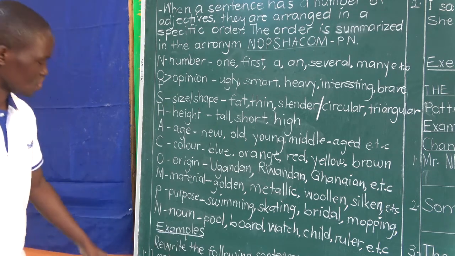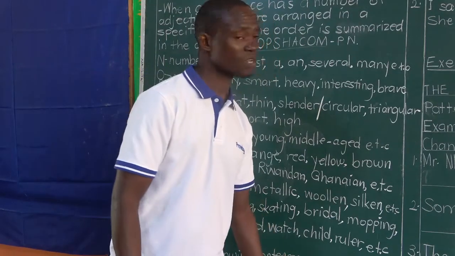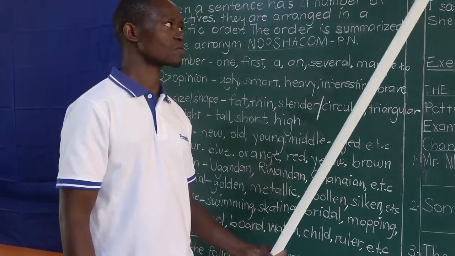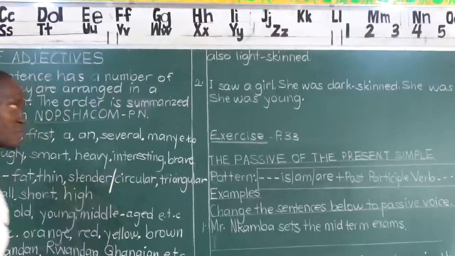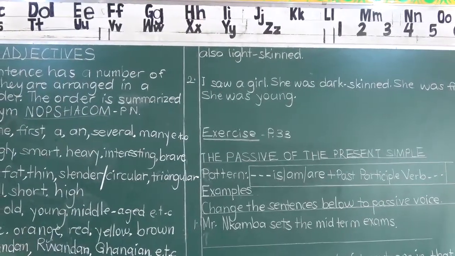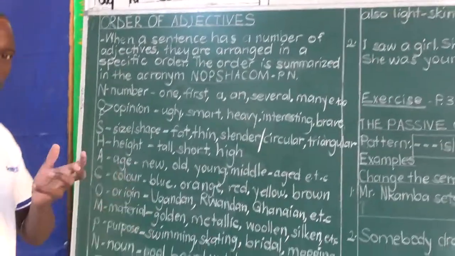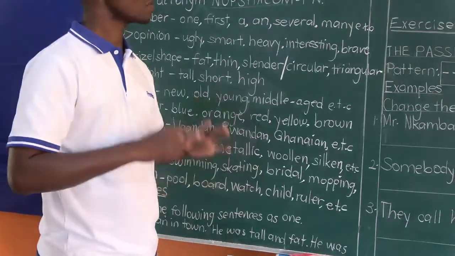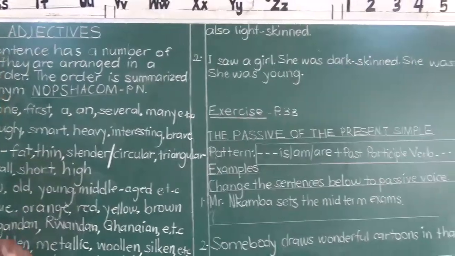I met a man in town. He was tall and fat. He was also light-skinned. Check the word also. It's like a bait. If you're not careful, you're trapped. So you're going to rewrite all these three sentences as one, without using any joining word, without using a conjunction, a comma, who, which, or that.